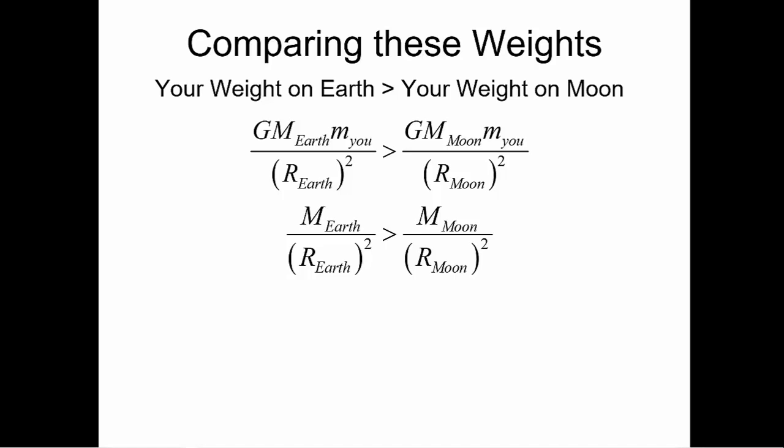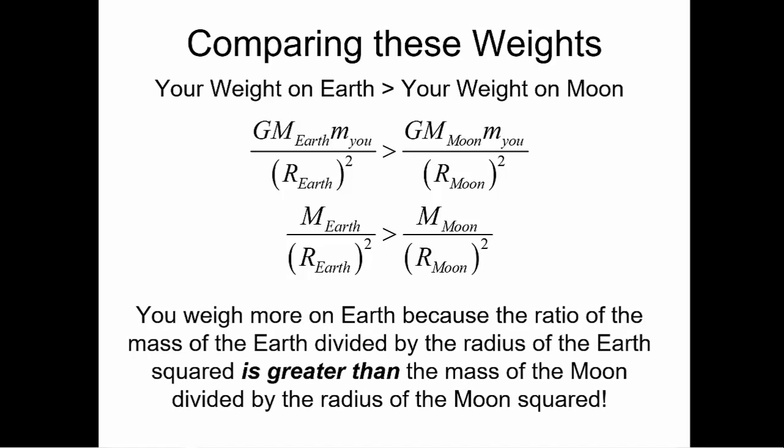And what makes you weigh more on the Earth is the fact that the mass of the Earth divided by the radius of the Earth squared is greater than the mass of the moon divided by the radius of the moon squared. It's not just the masses that do it. It also depends on the radius. In fact, the mass of the Earth is more than 80 times as large as the mass of the moon. When we do the calculation, including the radii of both of those things, we end up finding out that your weight on the Earth is going to be about 6 times as much as your weight on the moon.